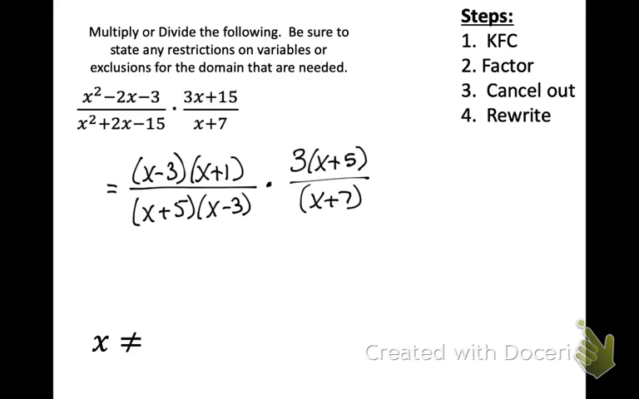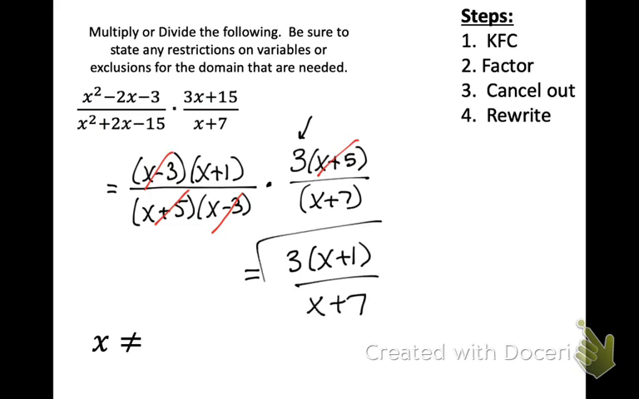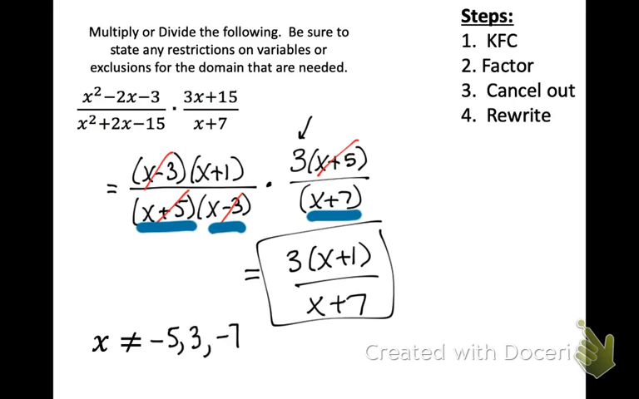Okay, so on the top, it looks like I've got an x plus 5 on the top and bottom, an x minus 3 on the top and bottom, and then what's left? I've got this 3, which is going to go out front, and then x plus 1 on the top. On the bottom, I just have an x plus 7. Your restricted values, I've got 3 x's on the bottom. So that's going to be negative 5, 3, and negative 7.